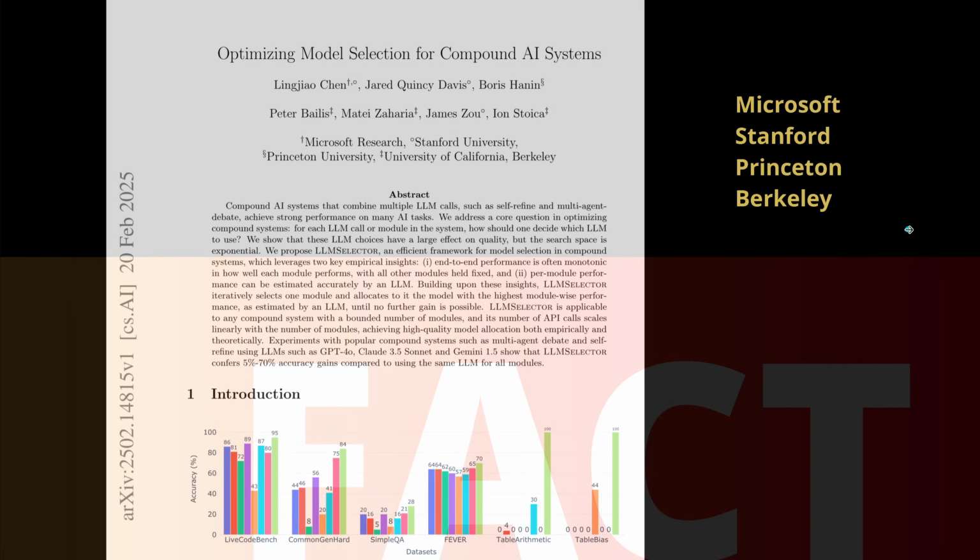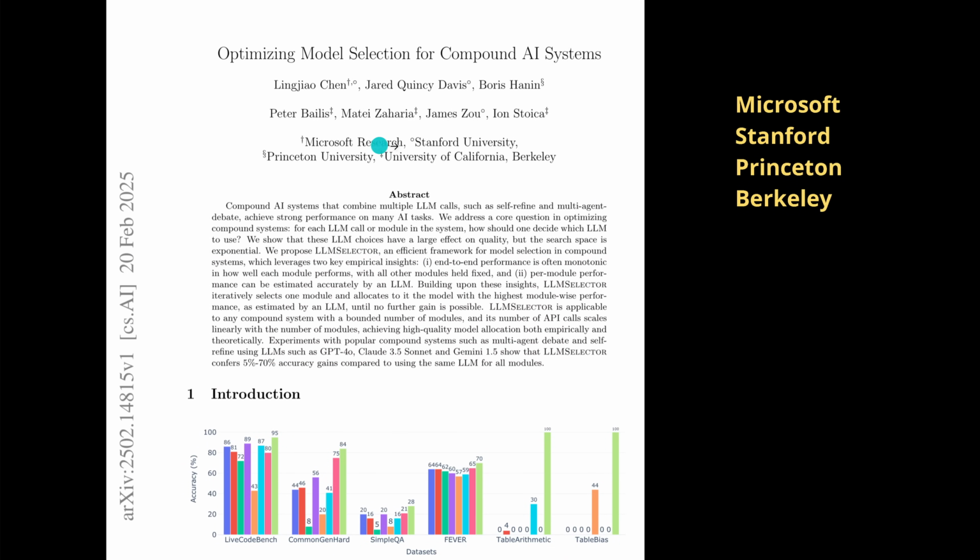So there we are. We are now here with the facts, and you have this beautiful publication from Microsoft, Stanford, Princeton, and Berkeley, February 2025, and they have this idea that they say, you know what, we should have an optimization to select the best LLM for the best subtask. Great idea, absolutely amazing.